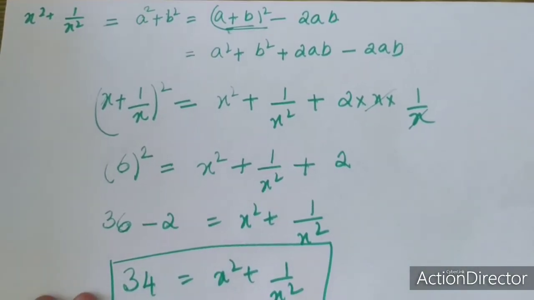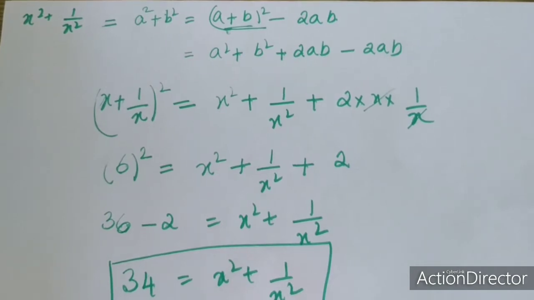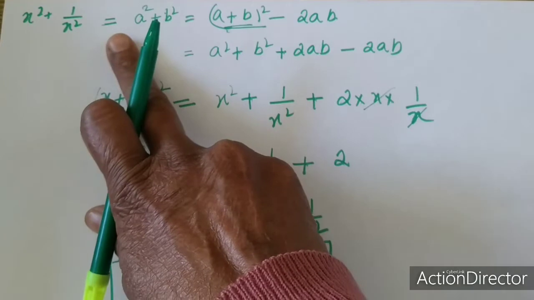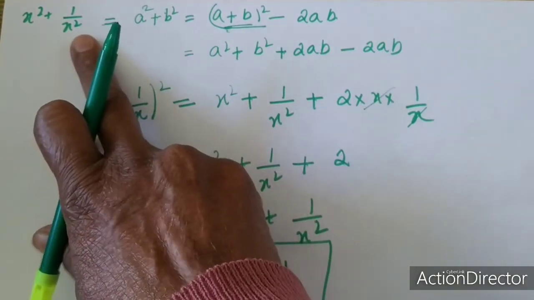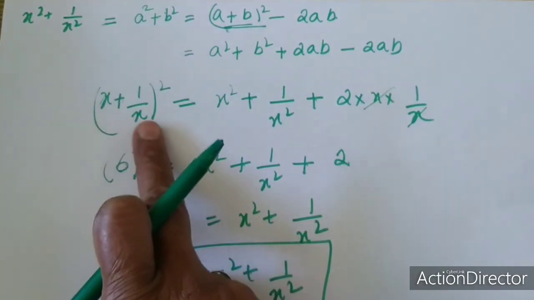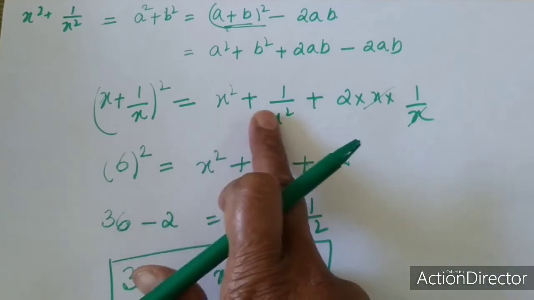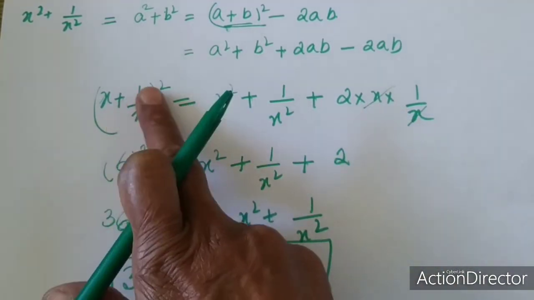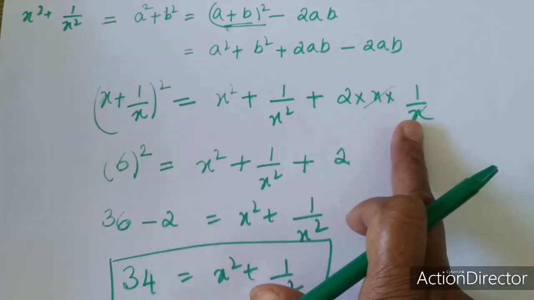Hope you understood how to find x plus 1 upon x, x minus 1 upon x and x square plus 1 upon x square. Whenever you are having a square term, take a plus b whole square and write it as a square plus b square plus 2ab. X is your a and 1 upon x is your b.